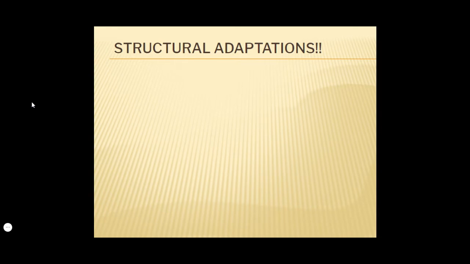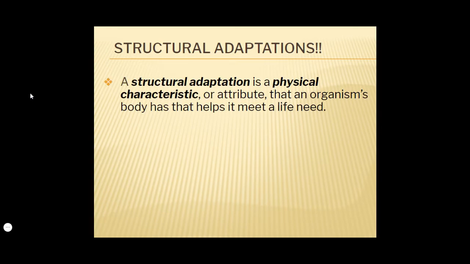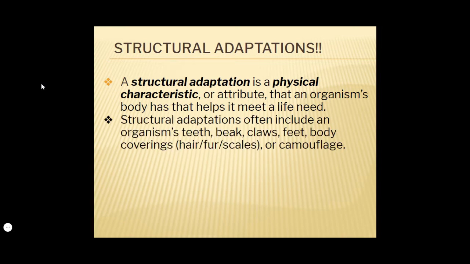So let's look at structural adaptations first. A structural adaptation is a physical characteristic or attribute that an organism's body has that helps it meet a life need. So structural adaptations are physical things. They are characteristics or parts of the organism's body. Structural adaptations often include an organism's teeth, beak, claws, feet, body coverings, such as hair, fur, or scales, or camouflage. Those are all examples of structural adaptations.